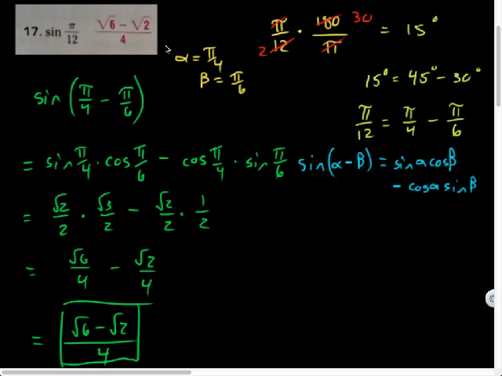And my answer agrees with our book. I think I'll take it. Good stuff. So this is an exact answer to that trig function, the value of sine of pi over 12. It is not a decimal approximation.